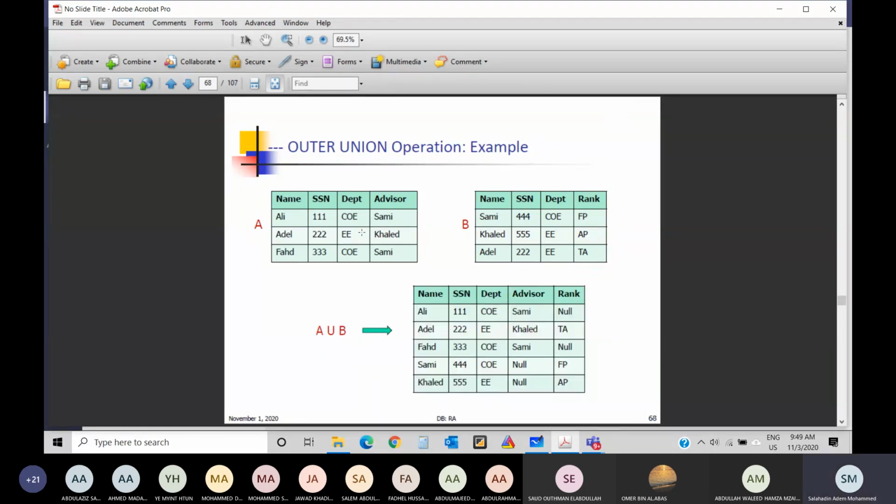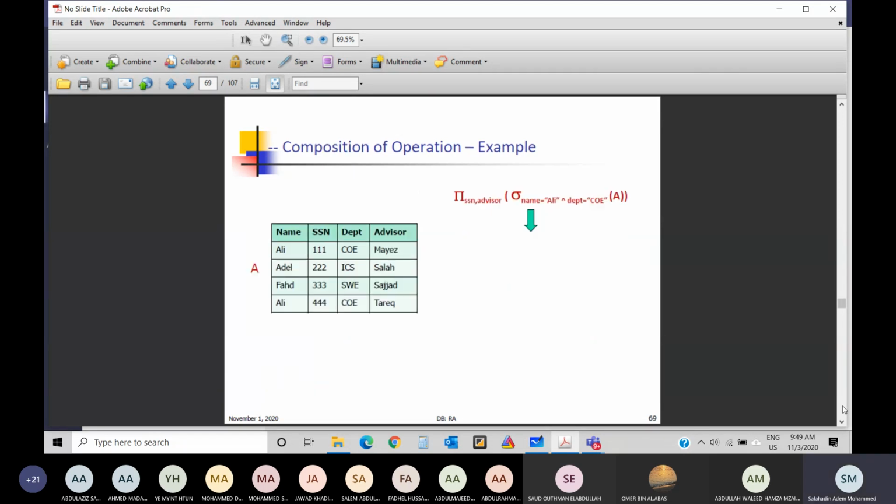Let's continue. For example, this is outer union now, between A and B. Sorry, I have to put a star here. U star. Outer union stands for U and there is a star here. U star. So that's outer union. Okay, let's stop here. Let's continue next class from slide number 69.